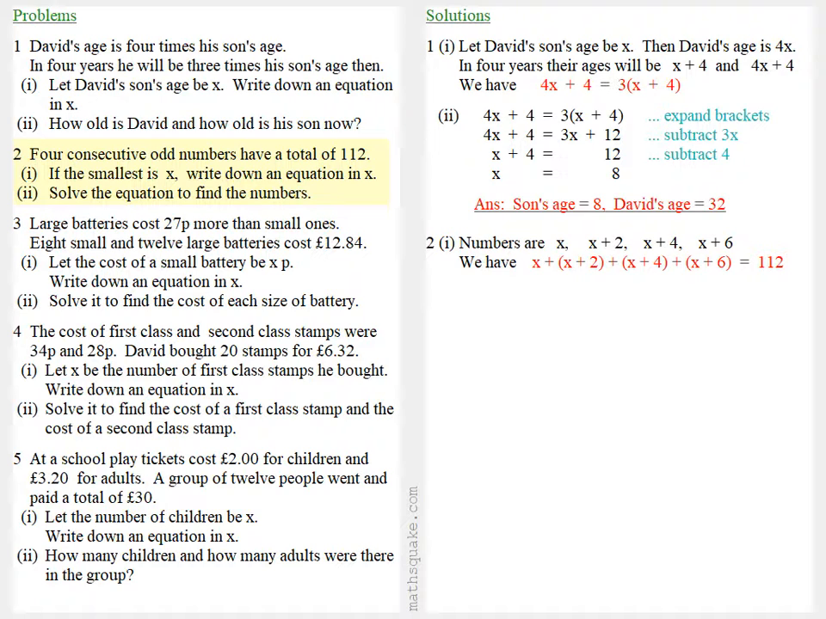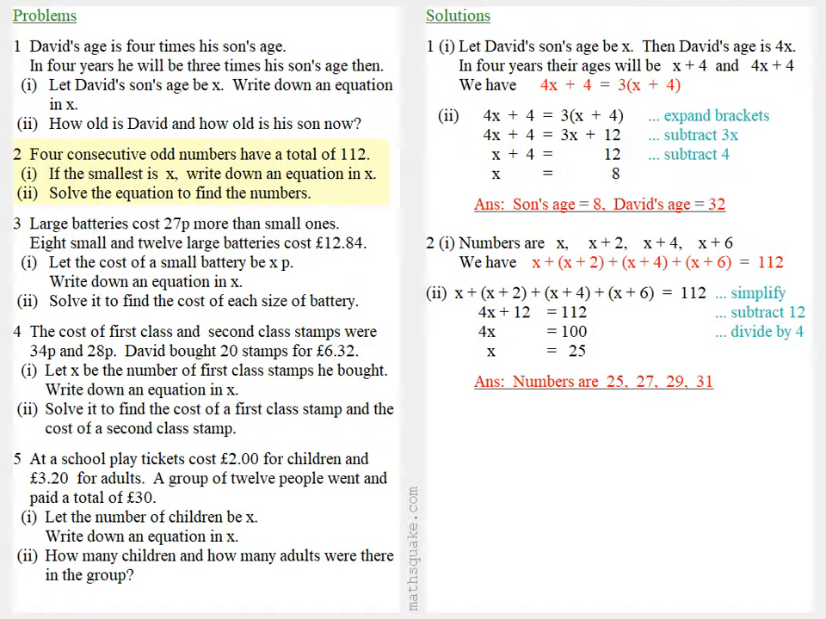That's our equation. Now if we take that equation and simplify it, we can add up the terms and get 4x plus 12 equals 112. We can subtract 12 from each side, so 4x equals 100, and we can divide by 4, so x equals 25. So our numbers are 25, 27, 29, and 31, and we can check that they do add up to 112.